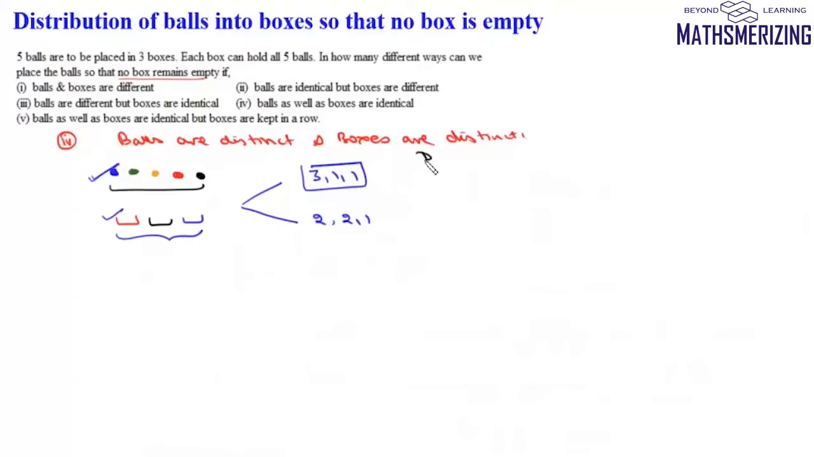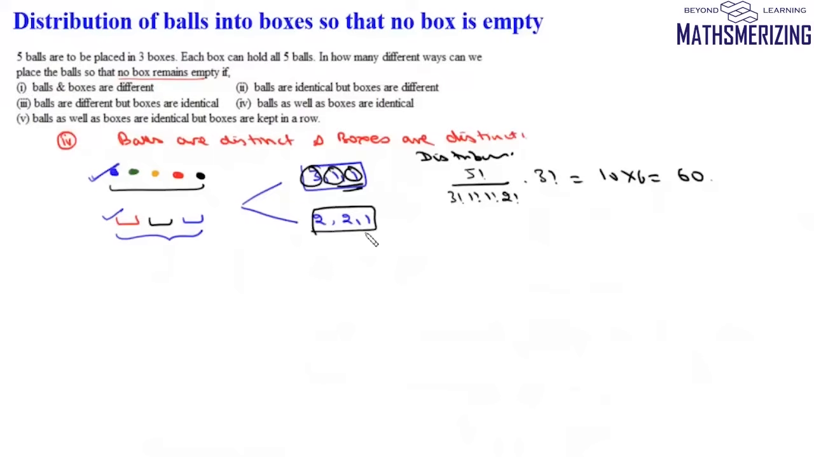So first we'll go for distribution. The distribution part will be factorial 5 divided by factorial 3, factorial 1, factorial 1, and then since these ones are the same, it'll be divided by factorial 2. Now we have 3 objects, and these 3 objects are to be arranged in these 3 boxes. It can be done in factorial 3 ways. So now it will be 10 into 6, that is 60.